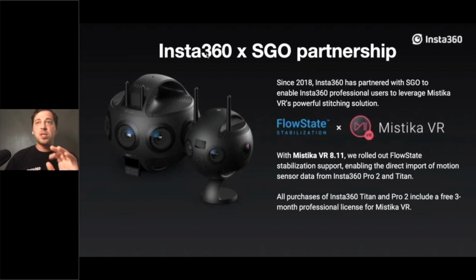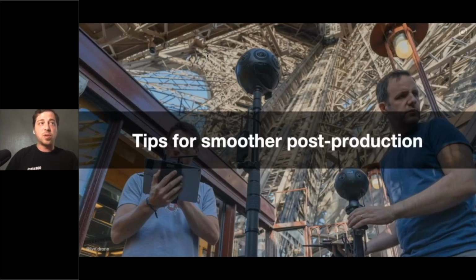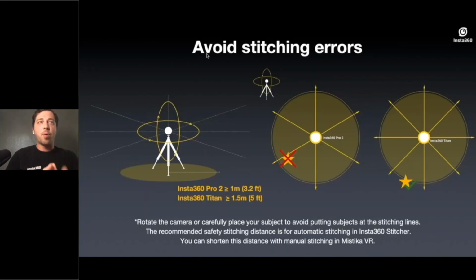Now we're gonna talk about a couple of tips for smoother post-production here, and this is just the tip of the iceberg. I'm sure a lot of you will have additional questions after this, and we'll get through those questions in the following slides. So there's an important tip for how to avoid stitching errors at the capture level. And if you don't avoid those at the capture level, no worries. Stitching software like Mistika will come in and clean up the job for you.